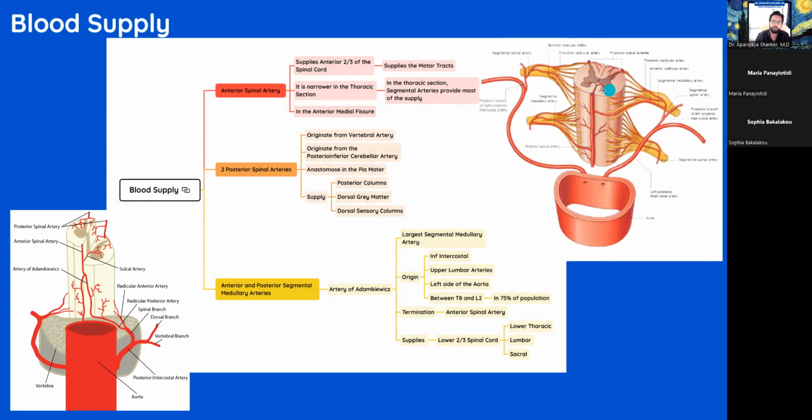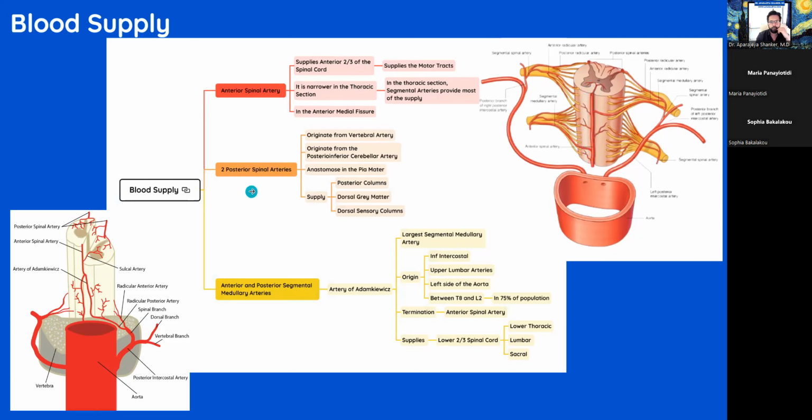And it supplies in general the motor tracts, although maybe some of the descending tracts, and some of the ascending tracts, can also be supplied here. But as a rule, we just say that it's supplying only the motor tracts. It is narrower in the thoracic segment. Because it is narrower there, there are segmental arteries, these arteries that you see here overlying the spinal nerve themselves. They also feed into this to provide more blood supply, or collateral blood supply. And it is found in the anterior median fissure in the middle here, this groove that you see.